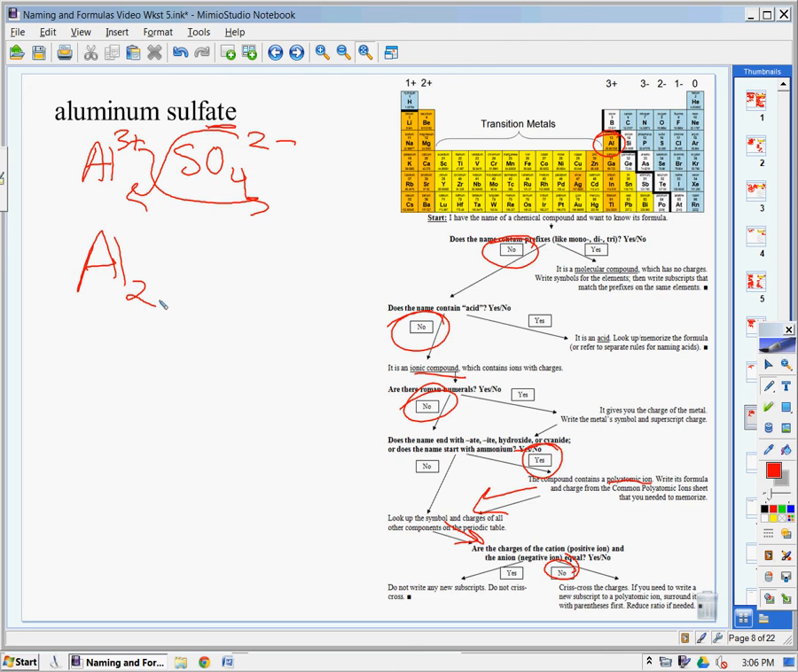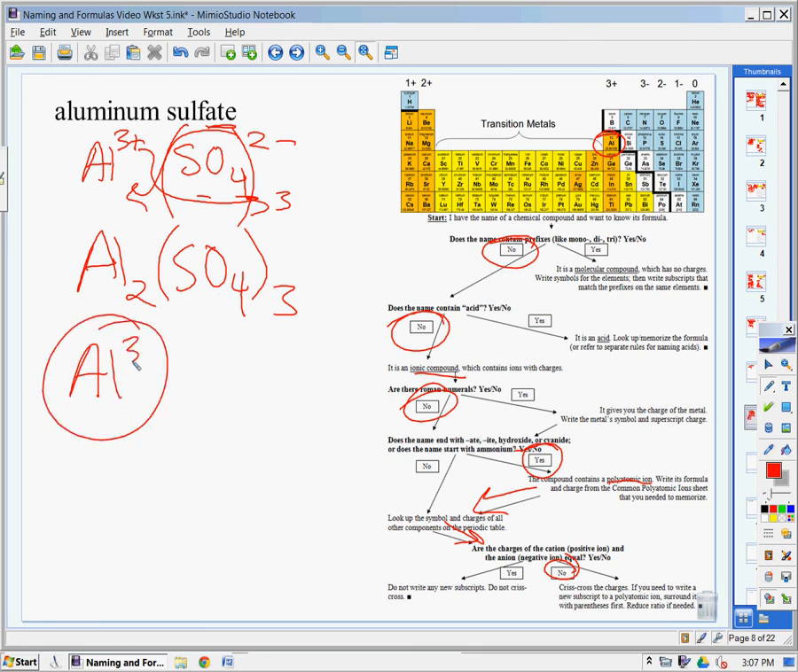Well, we need to make 3 sulfates. We need 3 sulfates to be down here. But we can't mess with any of the current subscripts. So we protect our polyatomic with parentheses. We need 3 full sulfates. Here's what this means. We have 2 aluminum atoms. That's an aluminum atom, and it's 3+, and that's another aluminum atom, and it's 3+, and there's 2 of them.